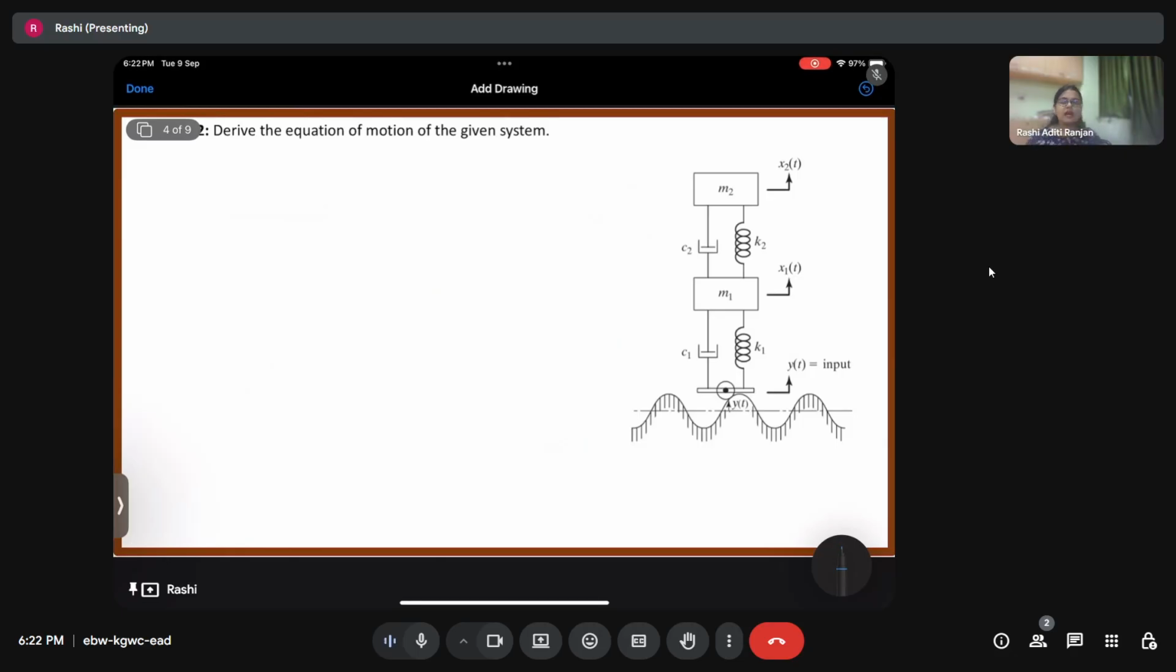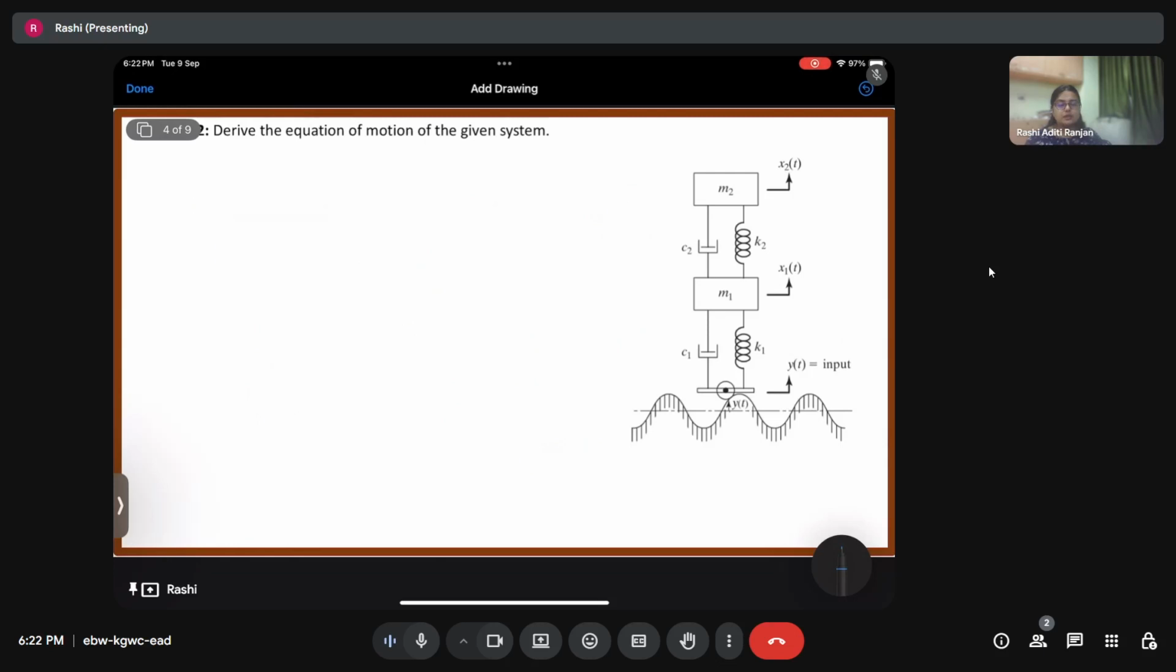Now in this case, we have a 2 degree of freedom system. So we have two independent coordinates, right? So we have to find out the equation of motion. Earlier it was easy for a 1 degree of freedom system because we had only one coordinate that we needed to take care of, right?